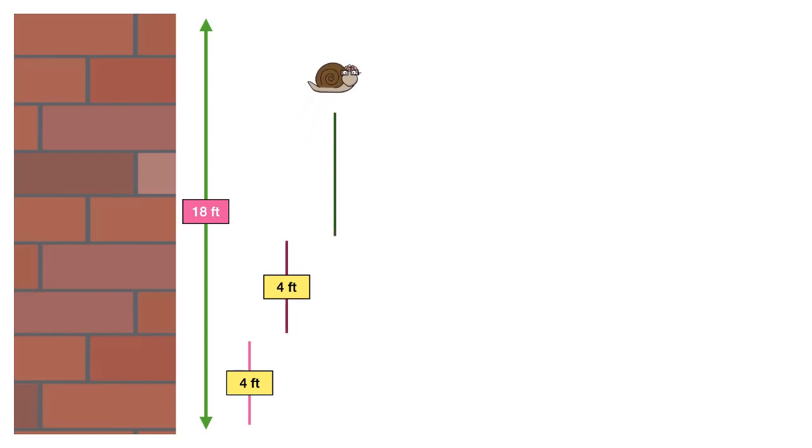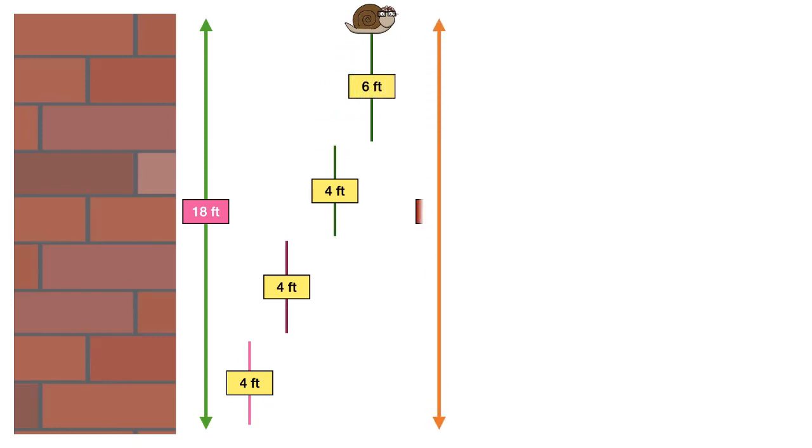Therefore, in 3 days, it has travelled a distance of 12 feet from the bottom. Here lies the catch to the problem. On the last day, the snail travels 6 feet upwards and hence reaches the top of the wall in a total of 4 days. So, the snail requires 4 days to reach the top of the wall.